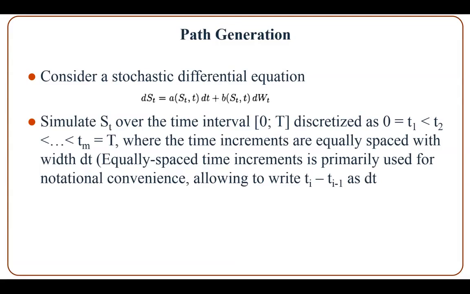The starting point for the application of Monte Carlo simulation in option pricing is the generation of sample paths of the underlying factors. Consider a stochastic differential equation for asset price. We can simulate the asset price St over the time interval from 0 to capital T, discretized using a time grid where the time increments are equally spaced with the width dt.